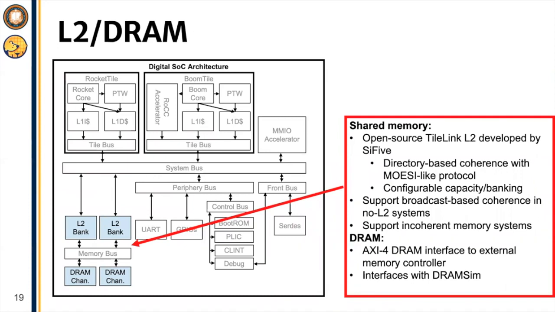For outer memory, you can build a TileLink port to external memory or an AXI4 port. If you build an AXI4 port, you can interface it with DRAMSim to get somewhat accurate DRAM models in software RTL simulation. But of course, in FireSim, it will use FireSim's highly accurate DRAM model.